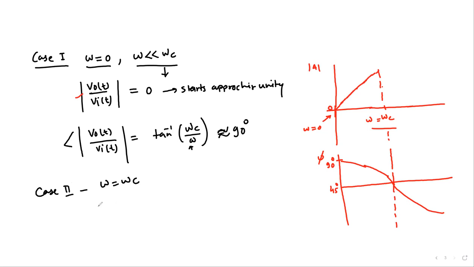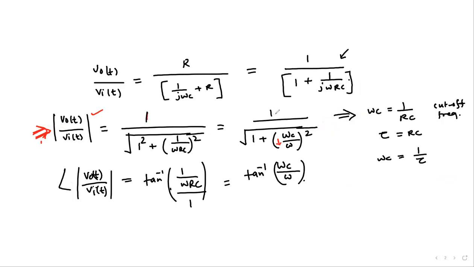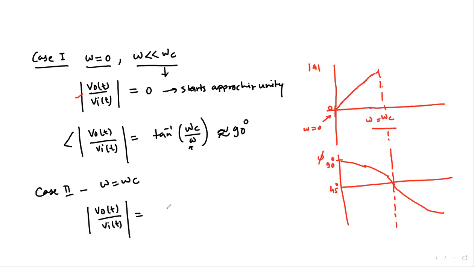Okay. So for case 2, omega equal to omega c, we come back to the expression with omega equal to omega c. So magnitude is 1 by root 2, which is 0.707, and the angle is tan inverse 1, so it is 45 degree.